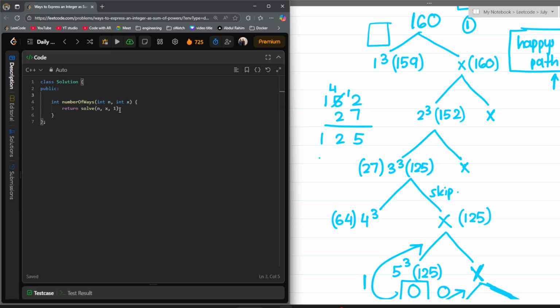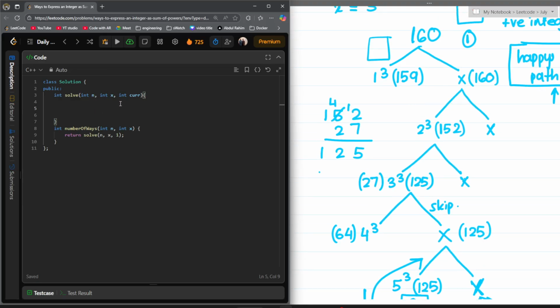Now let's see. I have int solve, I am receiving n, I am receiving x, and I am receiving the current number. All right. Now, as soon as I receive the current number, what do I do? First of all, I calculate what the actual value is. So 1 to the power 3, or 2 to the power 3, or 3 to the power 3. So I'm going to calculate the value. How? I'm just going to simply say current to the power x, because x is actually 3, right? That way I have calculated the value.